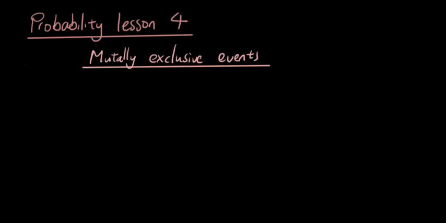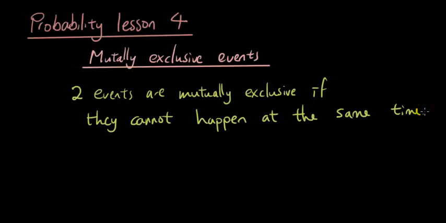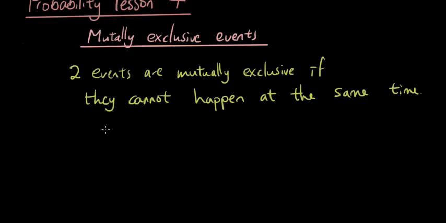Today we're going to talk about what mutually exclusive events are and how we can work that in with our probability trees. So let's give you guys an example. Two events are mutually exclusive if they cannot happen at the same time. Okay, so let's just give you the basic example of two events that are mutually exclusive.